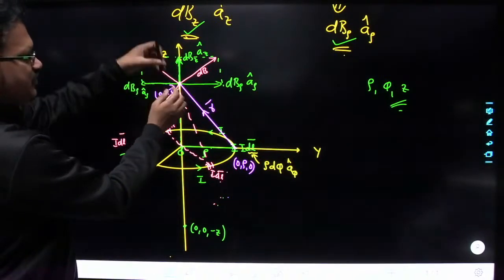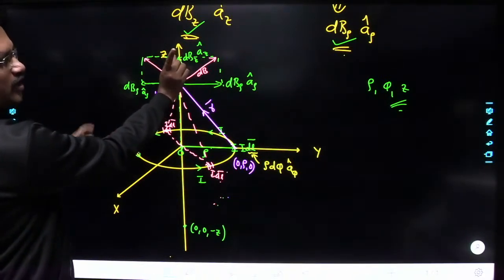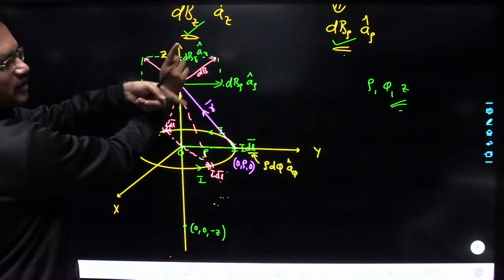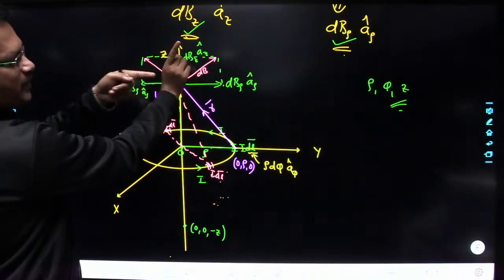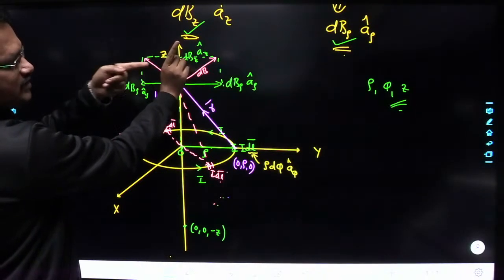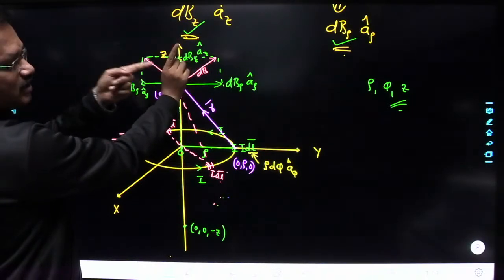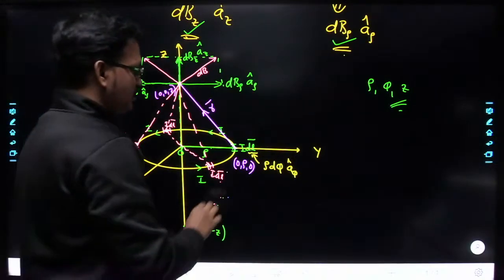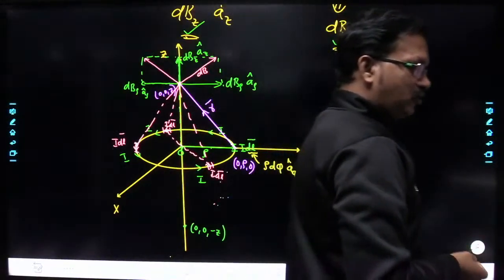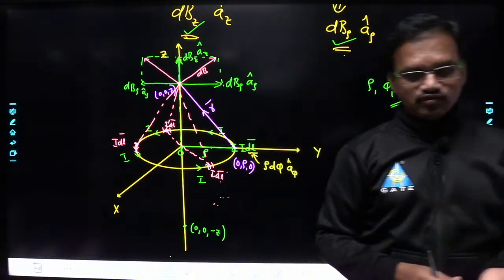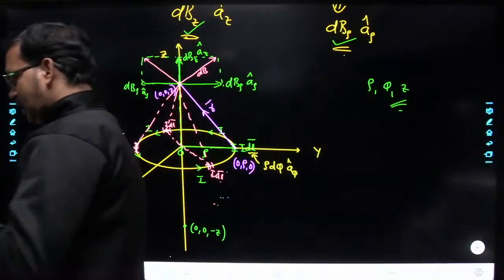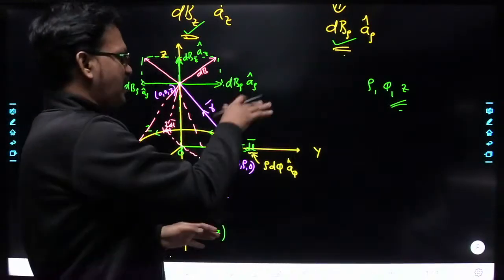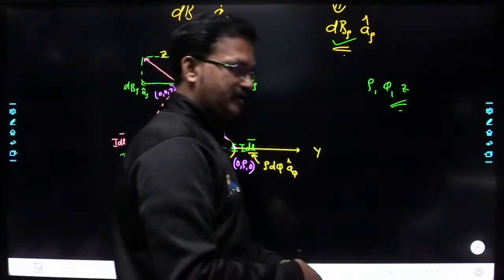So if the B field is like this here, then you can resolve this into two components. One is perpendicular to the xy plane, and another one is parallel to the xy plane. The component that is parallel to the xy plane is nothing but the radial component, that is along the rho direction. Understood? So for each and every current element you can have two components of the B field. One is along the rho direction, and another one is along the z direction. Rho direction means that is parallel to the xy plane, right?